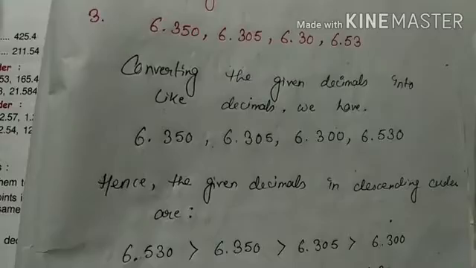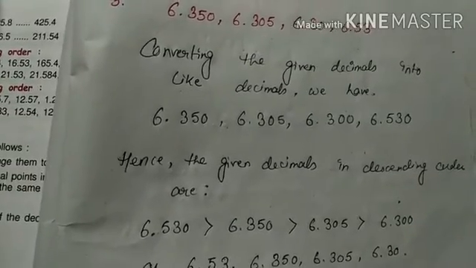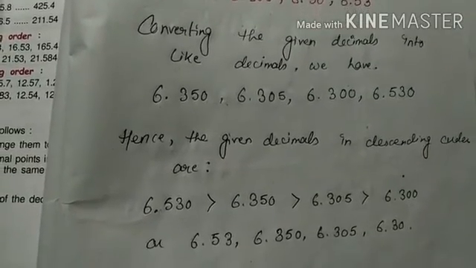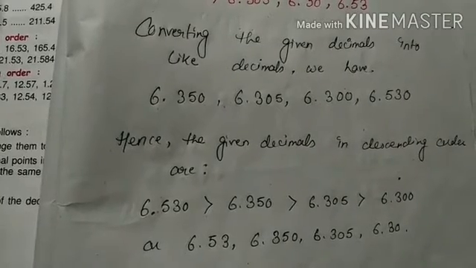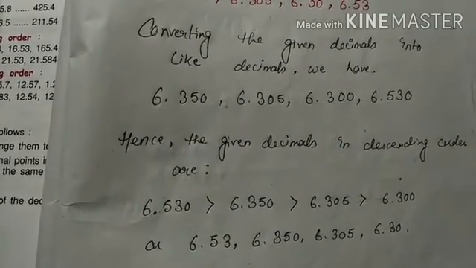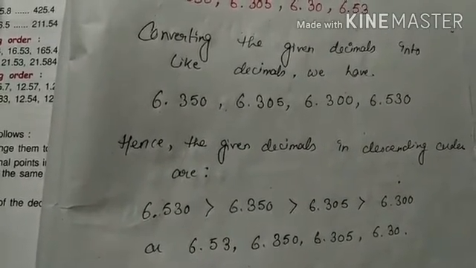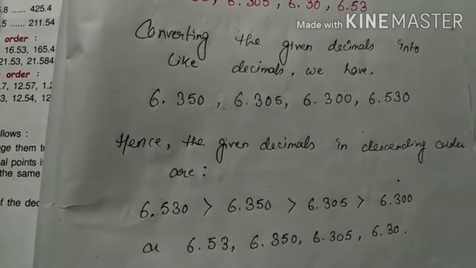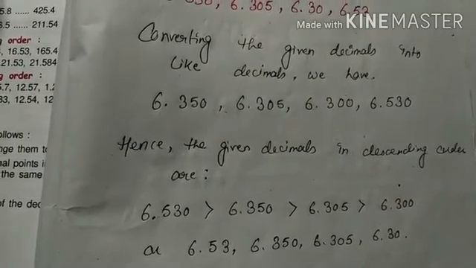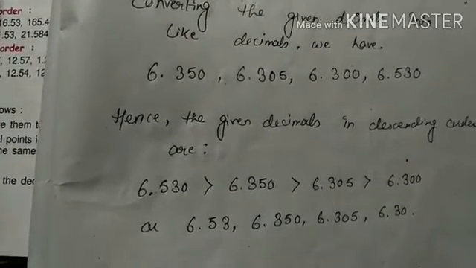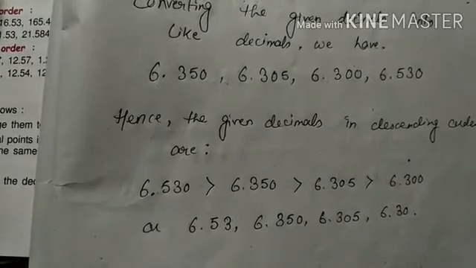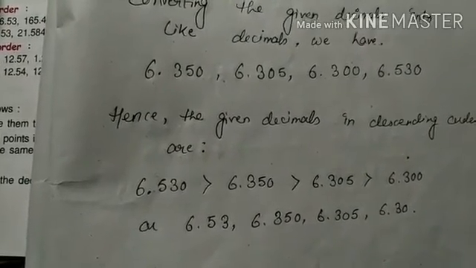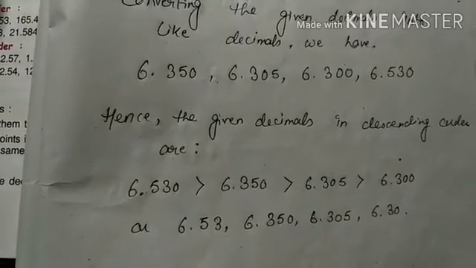Hence, the given decimals in decreasing order are: 6.530 is greater than 6.350, 6.350 is greater than 6.305, and this is greater than 6.300. So the numbers are 6.53, 6.350, 6.305 and 6.30.